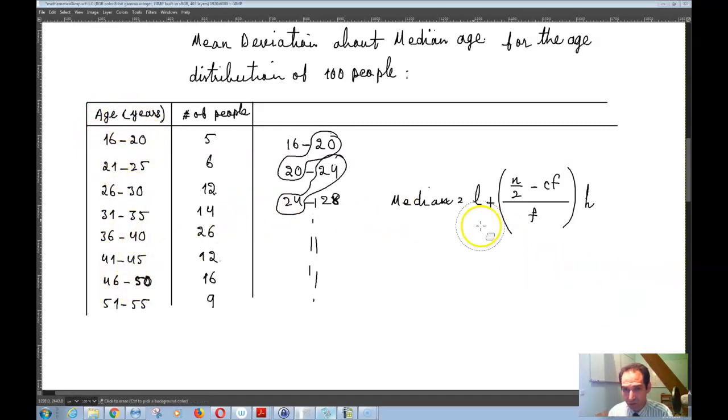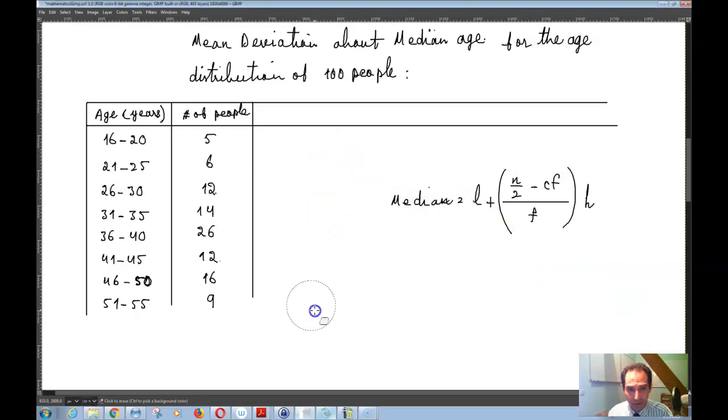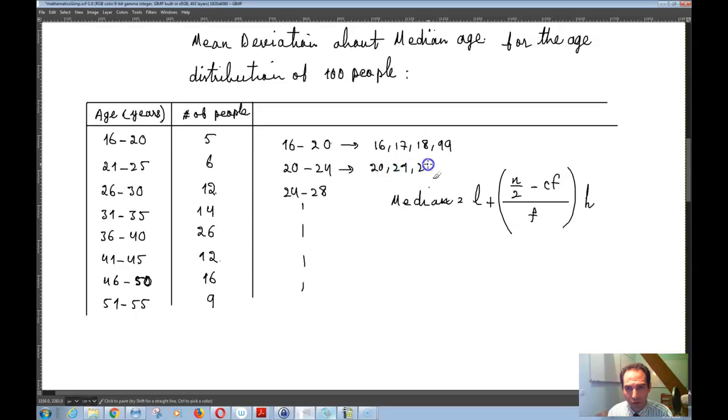Now, when we have classes written in this way, for example 16 to 20, 20 to 24, 24 to 28, and so on, this class contains all the ages 16, 17, 18, and 19. 20 is not a part of this class. This class would contain 20, 21, 22, 23, but not 24. 24 starts here. Okay?